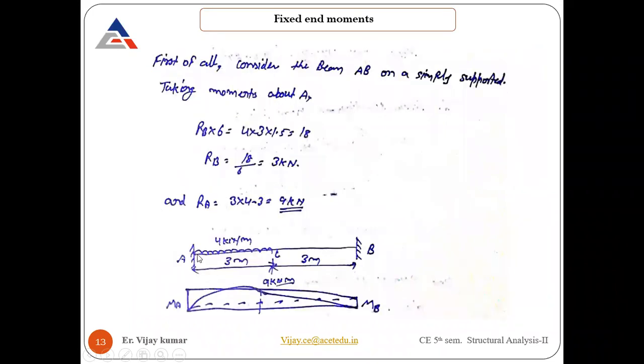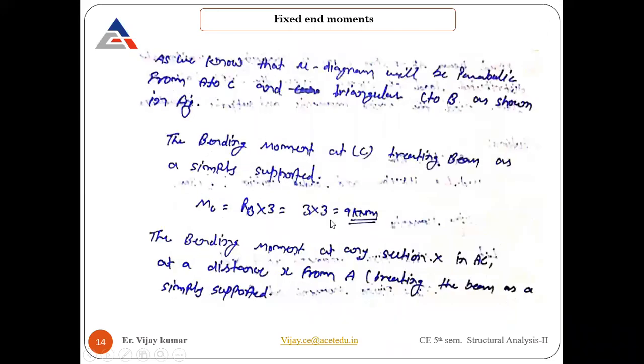You can take it from this side also. The value will come out to be the same. Let me put that also. 9 into 3, that is 27, minus 4 into 3 into 1.5. You will get the 9 value again. 27 minus 18 again comes out to be 9. So whichever way you go, go with the simpler side.